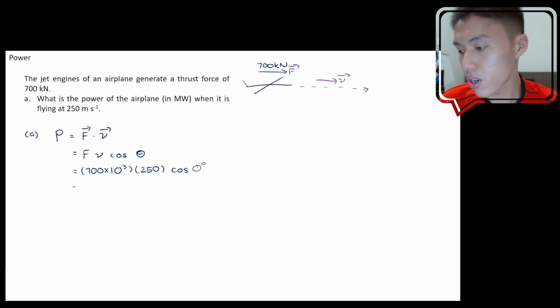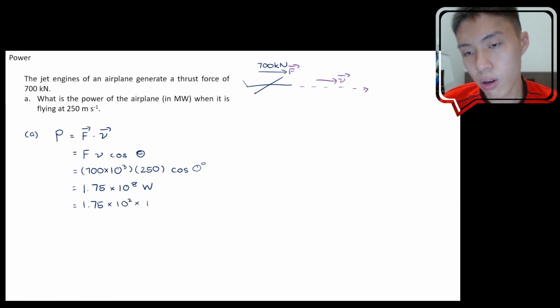So through a simple calculation, I am sure you are able to find the answer to be 1.75 times 10 to the power of 8 watt, which if you transform it, becomes 1.75 times 10 to the power of 2 times 10 to the power of 6. Why do I do it like this? Because this here will be mega. So now this is megawatt. So you get 1.75 times 10 to the power of 2 megawatt, or you can write it as 175 megawatt.